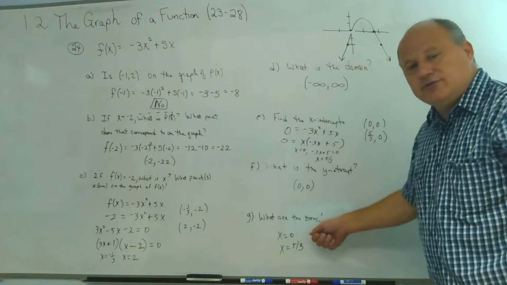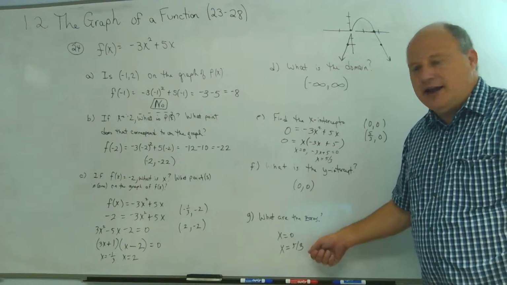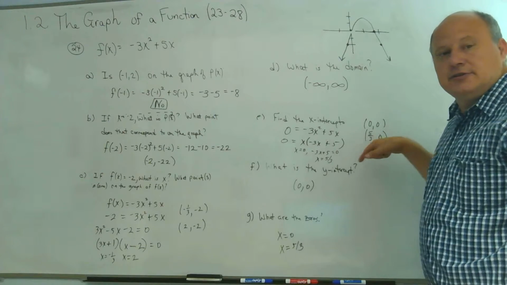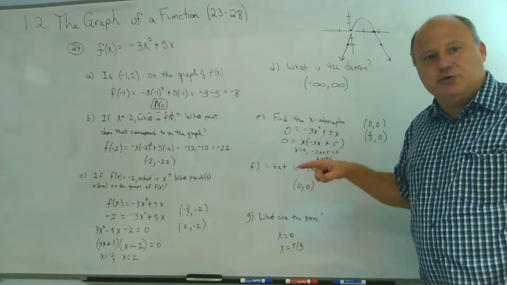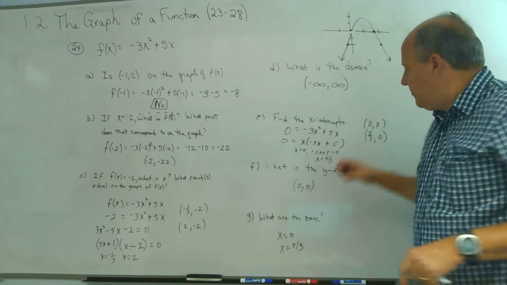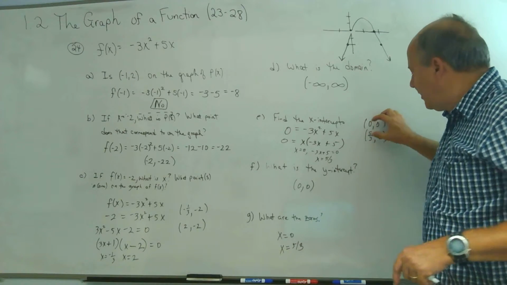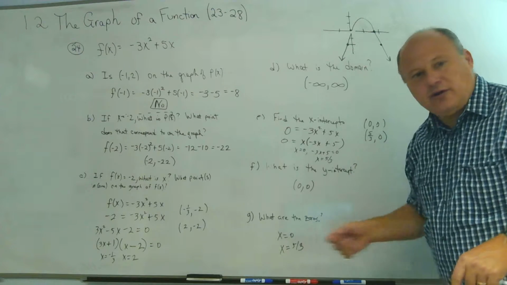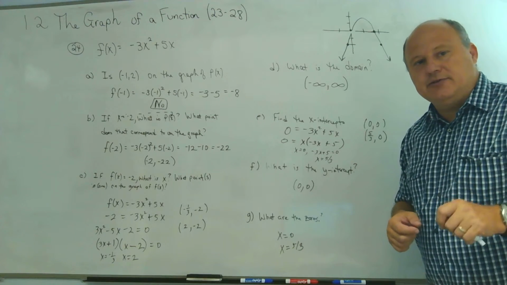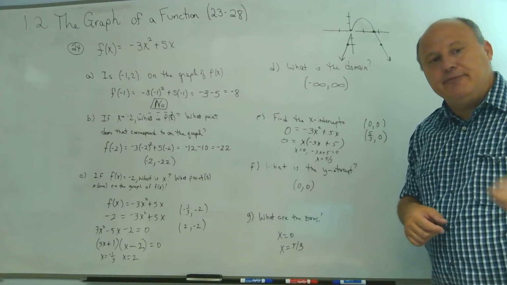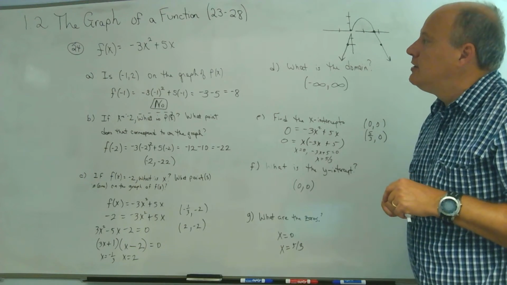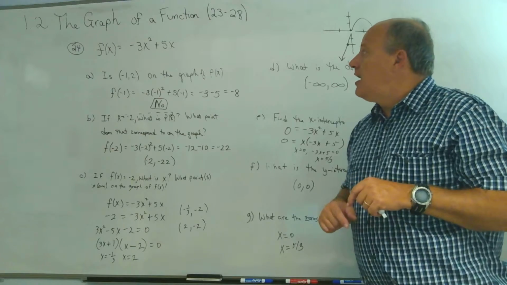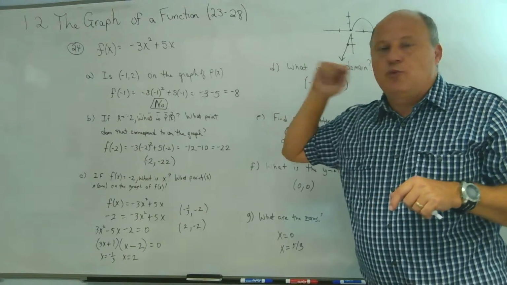Now notice zeros are just numbers. X-intercepts are ordered pairs. So if you want to find a difference between the two terminology, the x-intercepts are points, but the x-coordinates of those points are the zeros. But remember, all zeros are not necessarily real. They could be complex. So that's where you have to be careful. So anyway, this is a problem from 23 to 28, namely number 24.